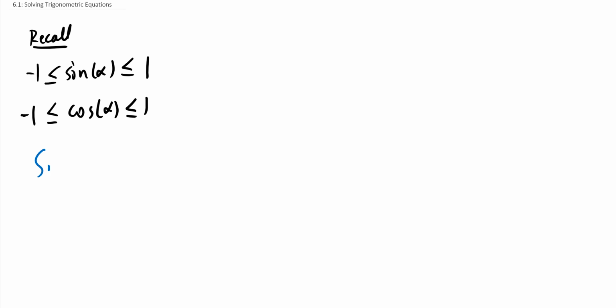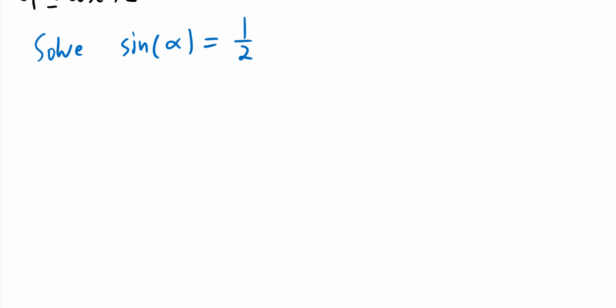Let's start just asking how to solve sine alpha equals 1/2. So this means what are the alpha values? If you substitute them in there, their sine will be 1/2. And to start with this, let's do it in degrees first. Usually degrees is easier for students than radians.